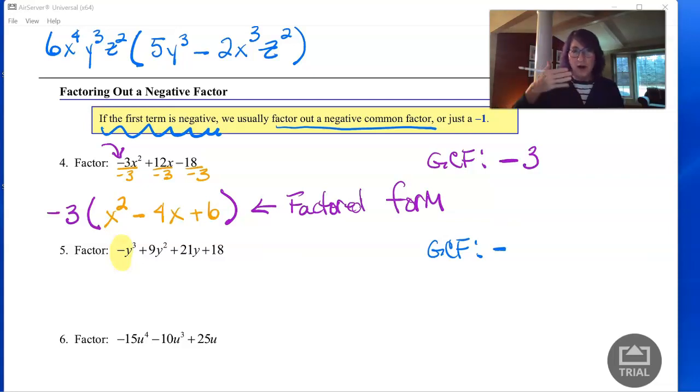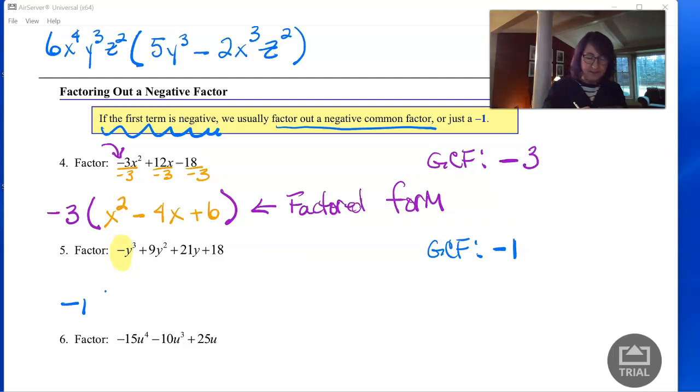I've got -1, 9, 21, and 18. So there are no numbers other than -1 that would be my GCF. There's not a common y because that 18 does not have a y. But because my leading term is negative, I at a minimum need to take out a -1.